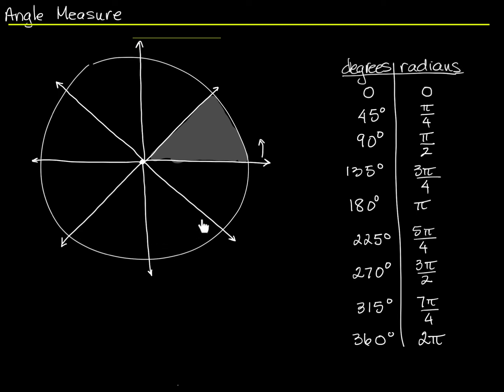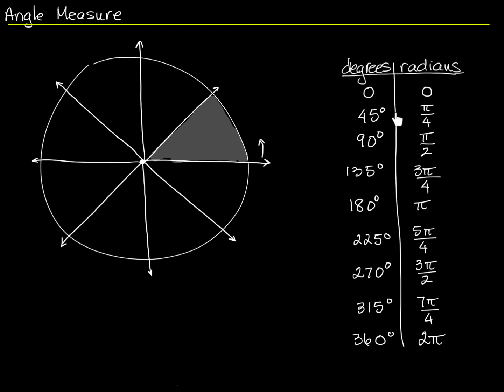I have 7 pi over 4's. 1, 2, 3, 4, 5, 6, 7 pi over 4's. Add one more and you get 8 pi over 4's. Well, 8 over 4 is 2, so that's 2 pi. So I've gone all the way around from 0 to 2 pi in radians, measuring with an angle no smaller than 45 degrees, or pi over 4.